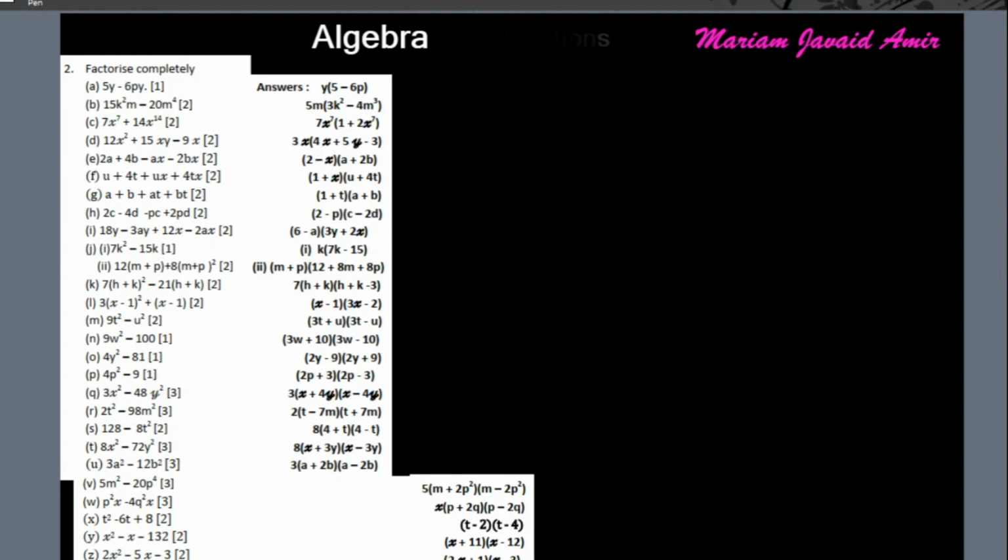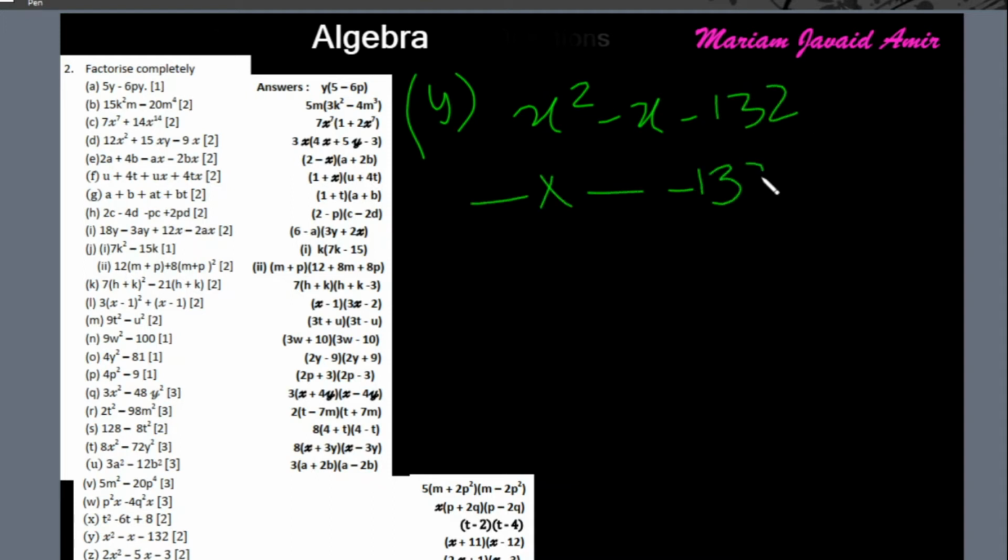Next up is part Y, which is x square minus x minus 132. Now we're looking for two numbers which when multiplied give minus 132 and which when added give minus 1. So what could be those two numbers? That would be 12 times 11, but be careful of the sign.